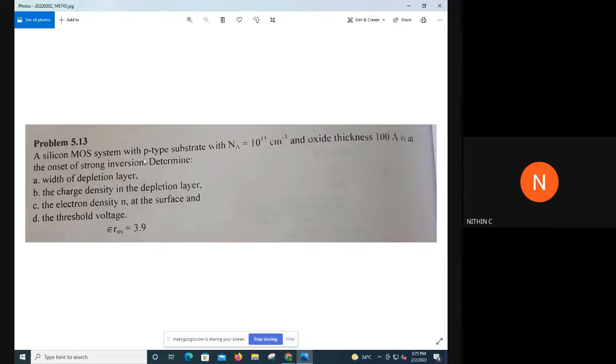A silicon MOS system with p-type substrate with Na 10 raised to 15 per centimeter cube and oxide thickness of 100 Angstrom. Add മുകളിൽ ഒരു 0 കൂടെ ഉണ്ട്, 10 raised to 0 per centimeter cube, 100 Angstrom is at the onset of strong inversion. Determine the width of depletion layer, charge density in the depletion layer, electron density at the surface, and threshold voltage. Relative permittivity of oxide layer is given. ഇവിടെ സിലിക്കൺ ആണെന്ന് പറയുന്നുണ്ട്. So you will have to assume the relative permittivity of silicon.